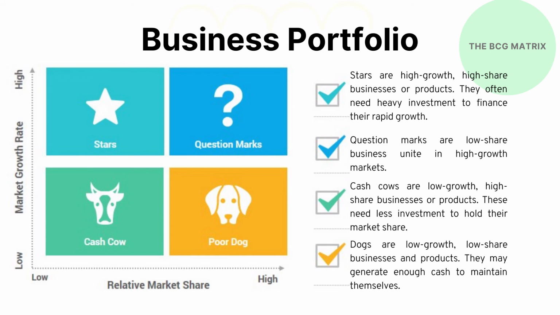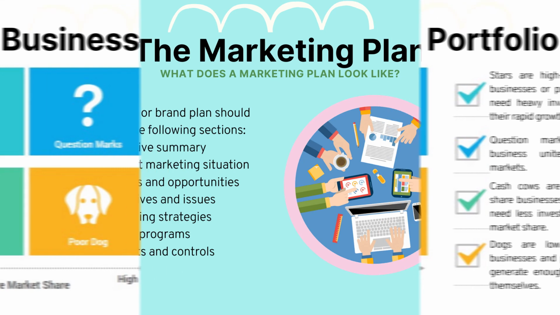Then we have the question marks. Question marks are low share businesses in high growth markets. And the last one are dogs. Dogs are low growth, low share businesses and products, and they may generate enough cash to maintain themselves, but don't promise to be large sources of cash for the company.